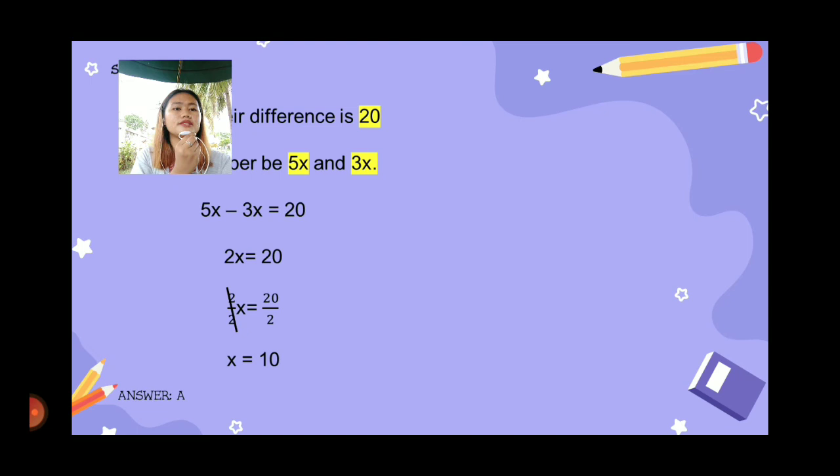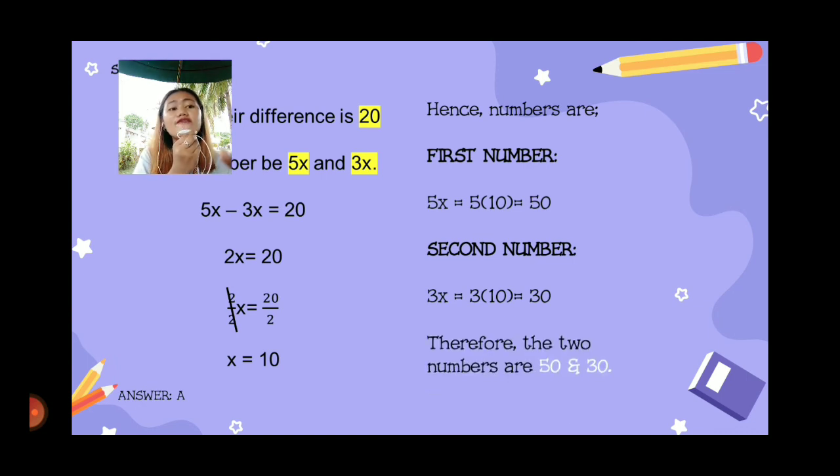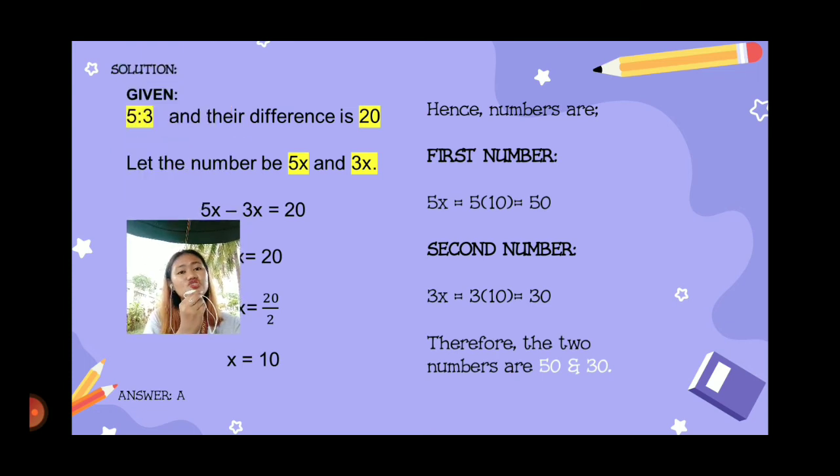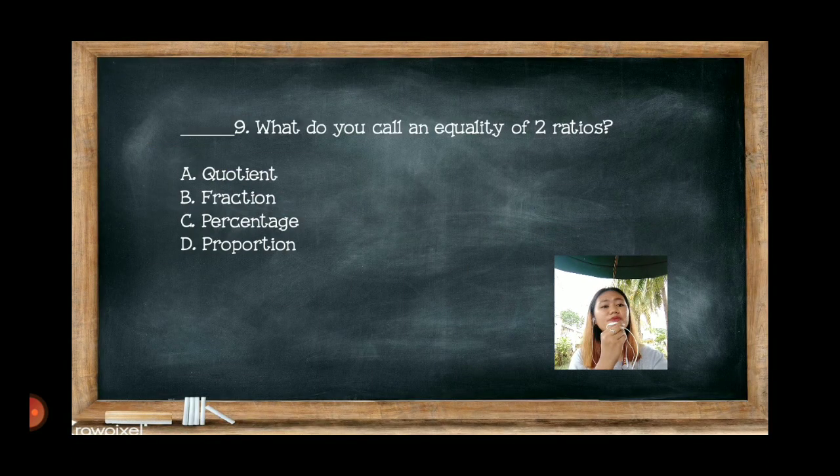Okay. So the first number is 5x. So 5 times 10 is 50. The second number is 3x. So 3 times 10 is 30. Therefore, those two are the numbers we are looking for, whose difference is 20 and whose ratio is 5:3. So 50 and 30.